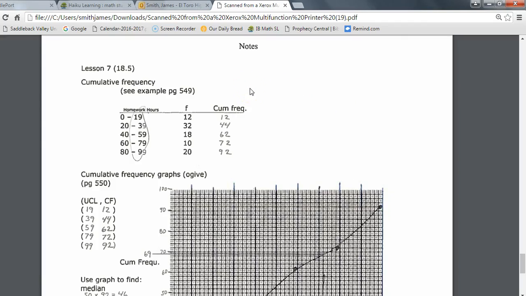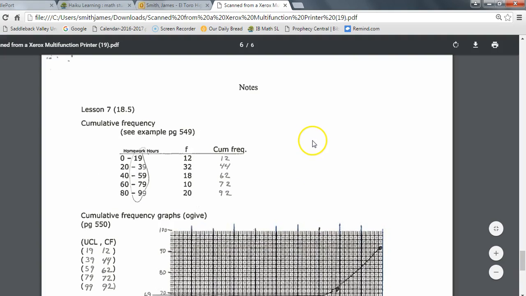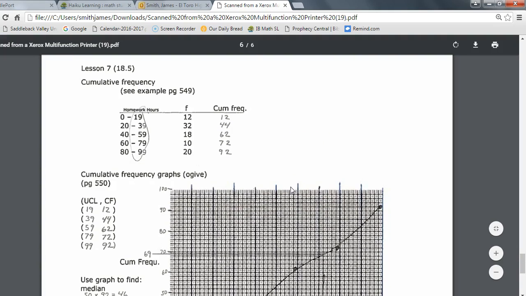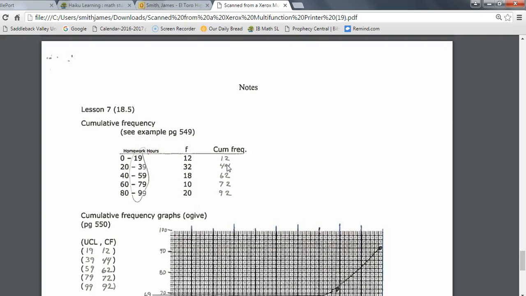Alright, these are your lesson notes for section 19.5. This is our last lesson for chapter 19, and this is on what we call the cumulative frequency graphs and tables. So starting in on the cumulative frequency table, what we're looking at for this is creating an extra column of data that finds the sum as you go.